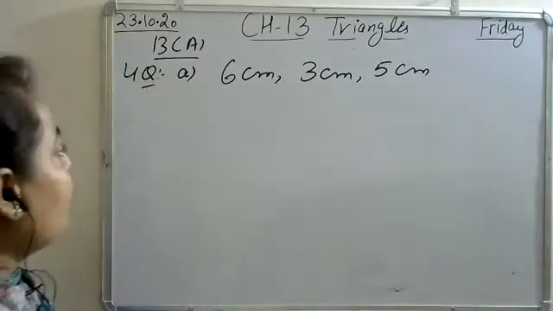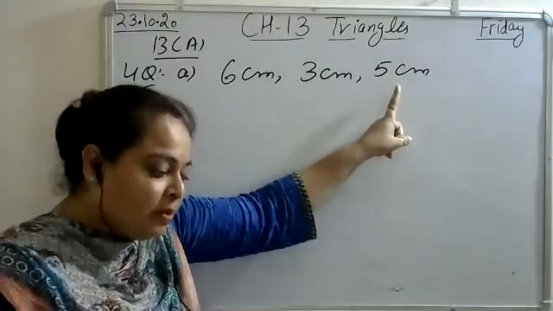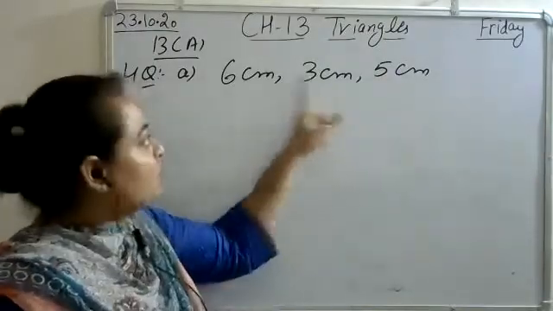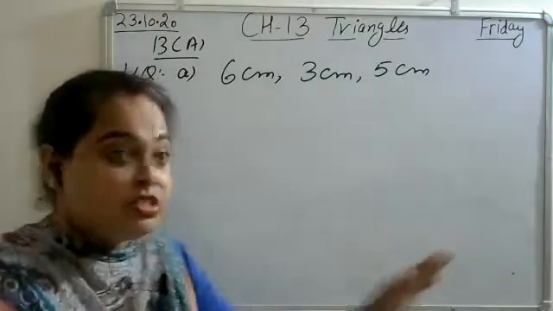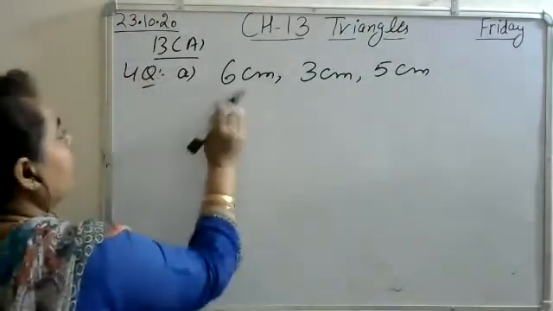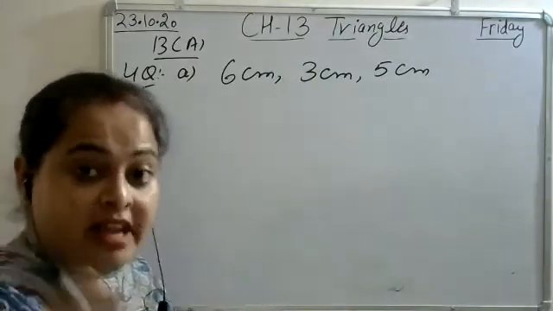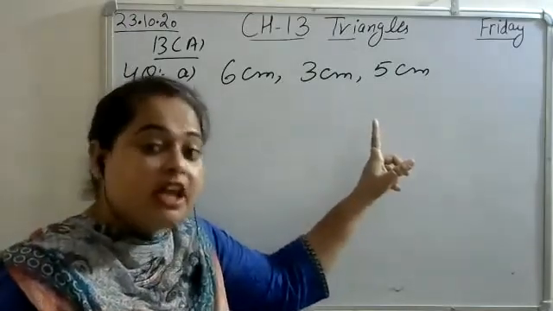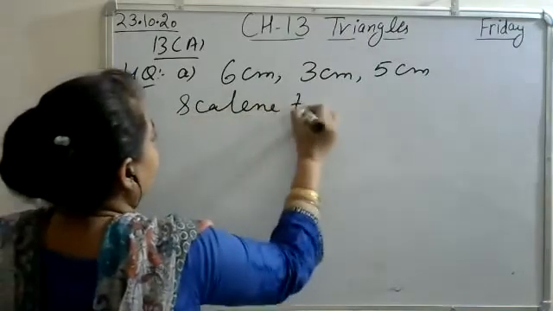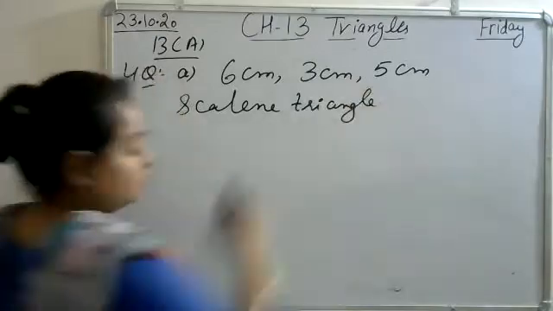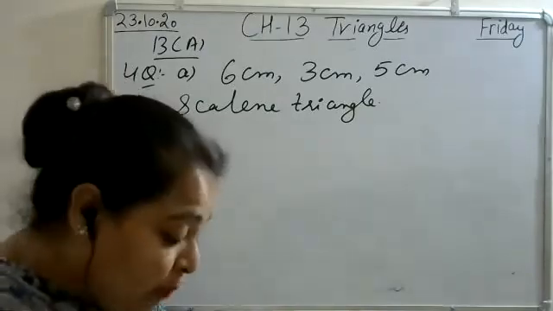So write down in the chat box 6 centimeter, 3 centimeter, 5 centimeter. Very good, Mehak. All the three sides are different. So a triangle in which all the three sides are different is known as scalene triangle. With pencil, write down in front of A part on your book.